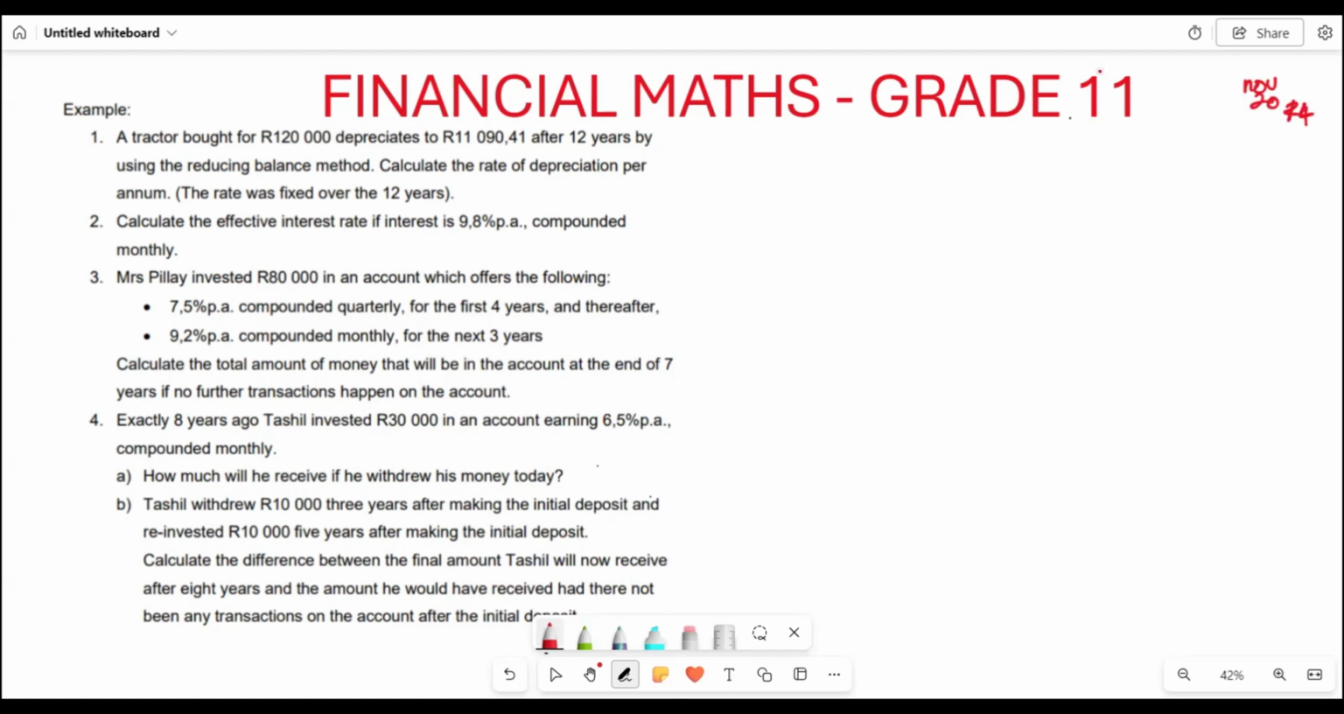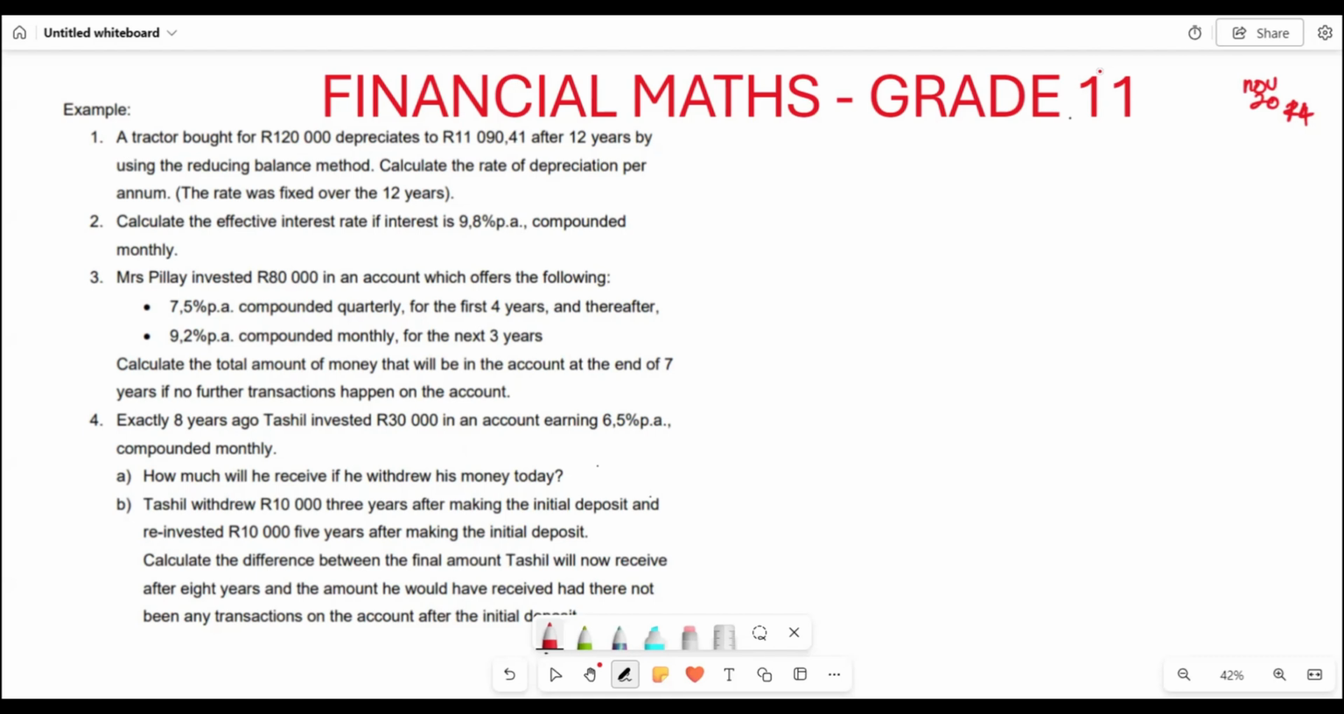Now let's look at this. They are saying a tractor bought for 120,000 depreciates to 11,090.41 after 12 years by using the reducing balance method. Now they want us to calculate the rate of depreciation per annum, right? They are saying the rate was fixed over the 12 years.